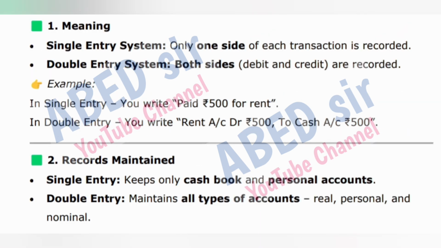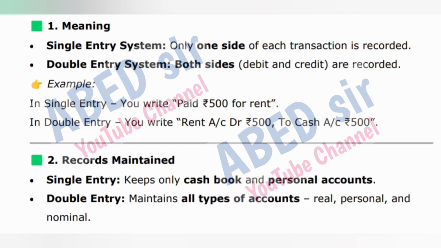1. Meaning. Single entry system: only one side of each transaction is recorded. Double entry system: both sides, debit and credit, are recorded. Example. In single entry, you write paid 500 rupees for rent. In double entry, you write rent A/c Dr 500 rupees to cash A/c 500 rupees.